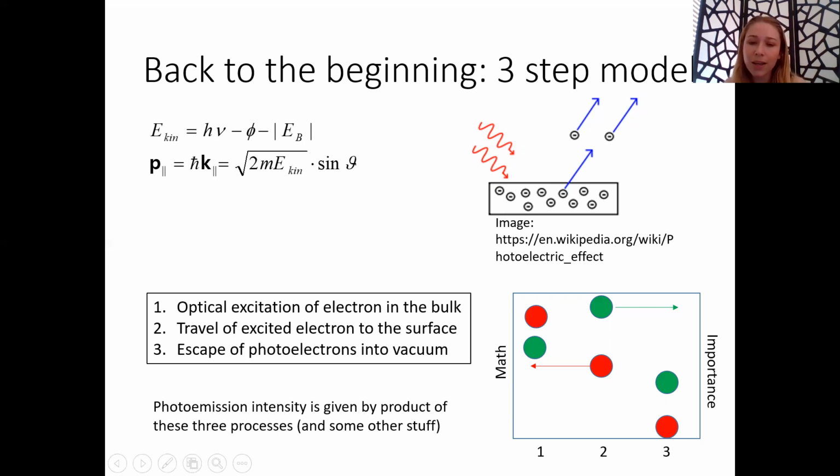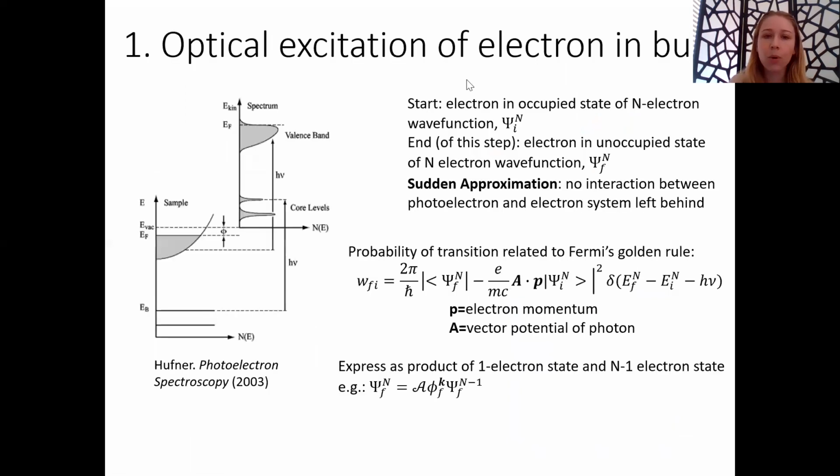With this graph, I just want to illustrate that steps 1, 2, and 3 are of decreasing mathematical complexity, but the importance is kind of a non-monotonic function, where I would say step 2 is the one that is most consequential for ARPES experiments, and steps 1 and 3 are somewhat less important. Okay, so let's begin with step 1. So step 1 is optical excitation of an electron in the bulk.